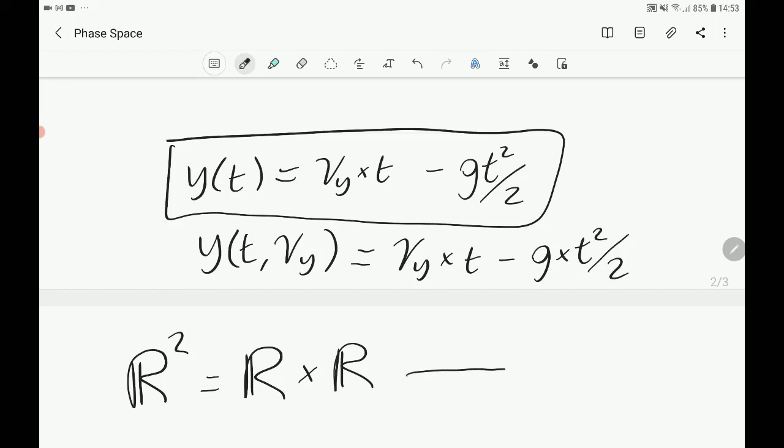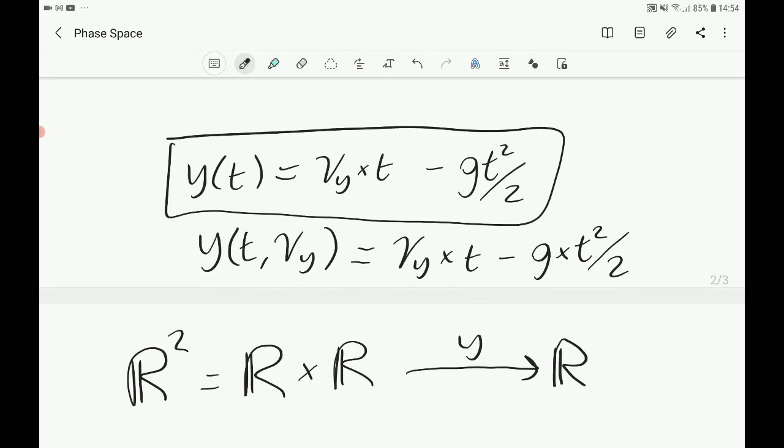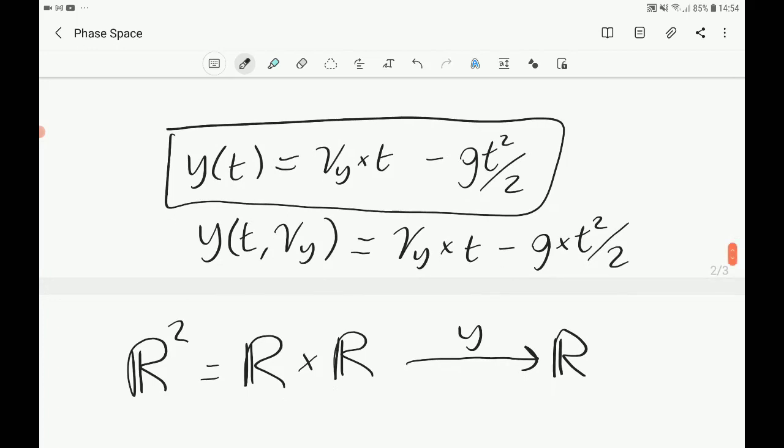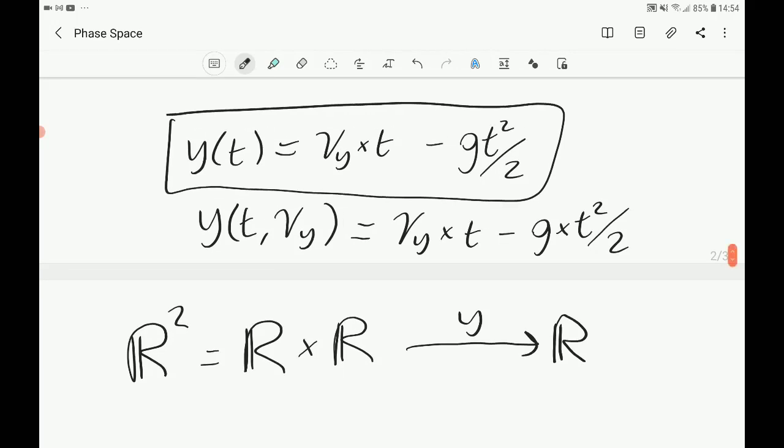And so we have this function here, y, which is taking our two inputs, t and Vy, and it's giving us this output that's representing the vertical displacement of our particle, given this time t and this initial upwards velocity vy. And so once again, we can plot this situation using a two-dimensional surface in three-dimensional space.